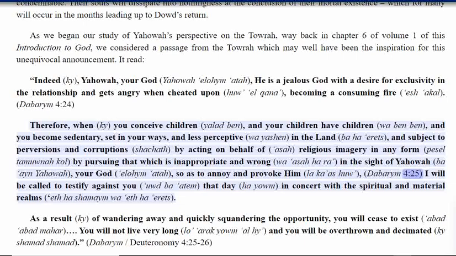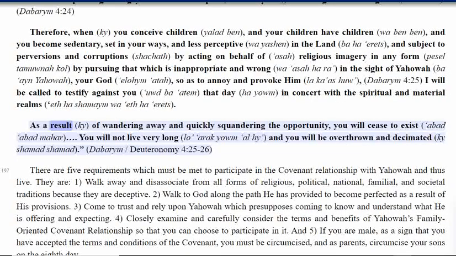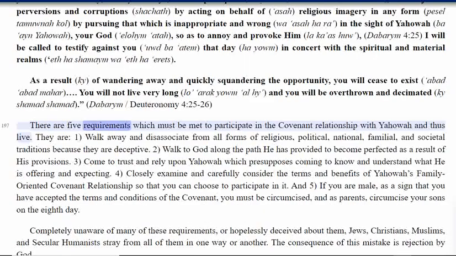Dabarim 4:25, I will be called to testify against you, Yud Bar Atom, that day, Ha Yaum, in concert with the spiritual and material realms, Eth Ha Shamem Wa Eth Ha Eres. As a result, KY, of wandering away and quickly squandering the opportunity, you will cease to exist, Abadabad Maha. You will not live very long, Lo Arak Yaum Al Hai, and you will be overthrown and decimated, KY Shamid Shamid. Dabarim, Deuteronomy 4:25-26.